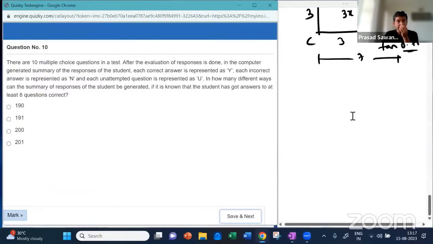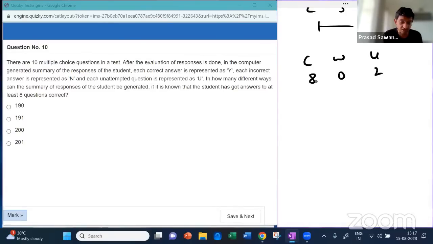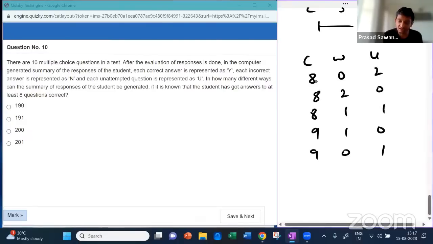There are 10 multiple choice questions. A summary of responses is given. Each correct answer is Y, each incorrect is N, unattempted is U. In how many ways can the summary of responses be generated if it's known that the student got at least 8 questions correct? So correct, wrong, and unattempted. Okay. So 8 questions correct, 0 wrong, 2 unattempted. At least 8, right? Or else 8, 2, 0, 8, 1, 1. These are the possibilities. 9, 1, 0, 9, 0, 1, and 10, 0, 0. These are the only possibilities.